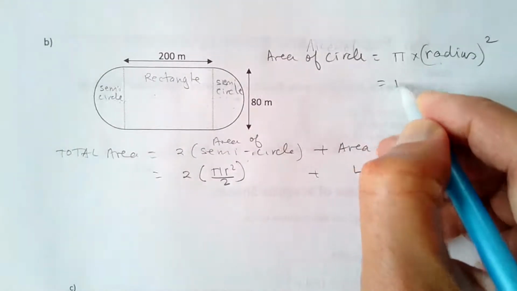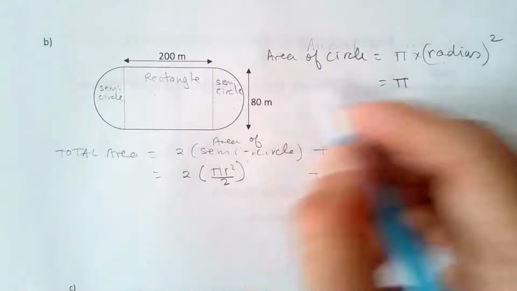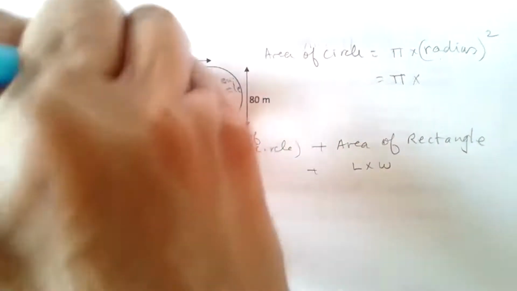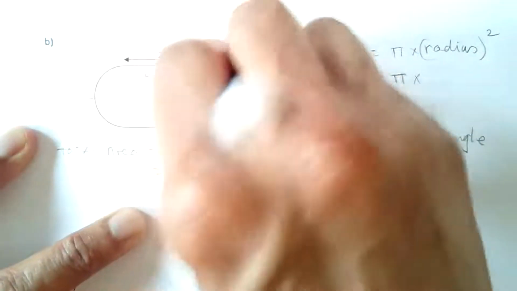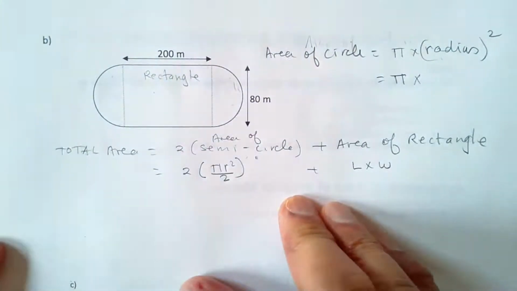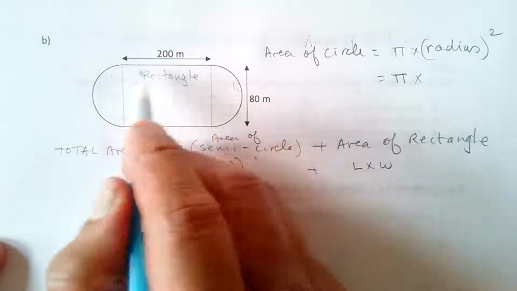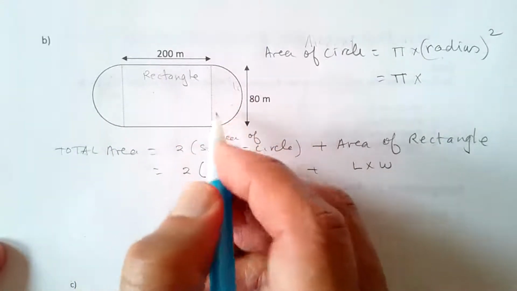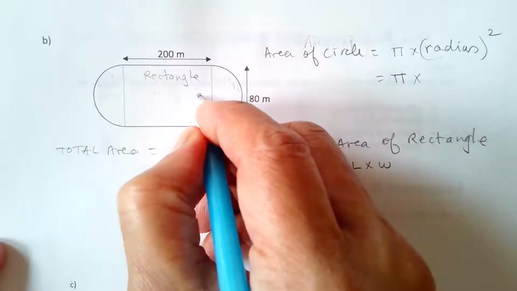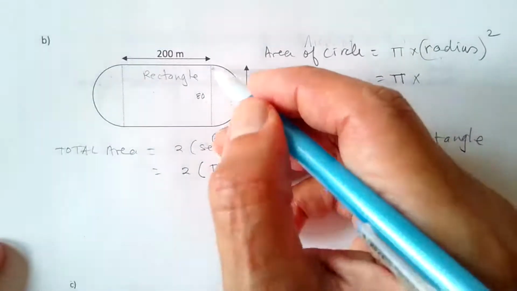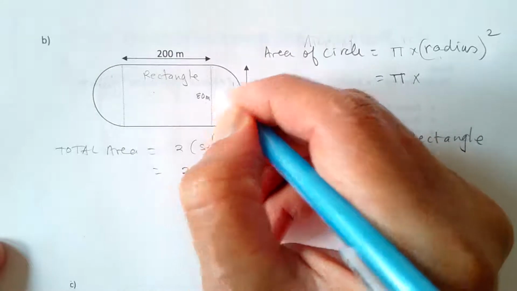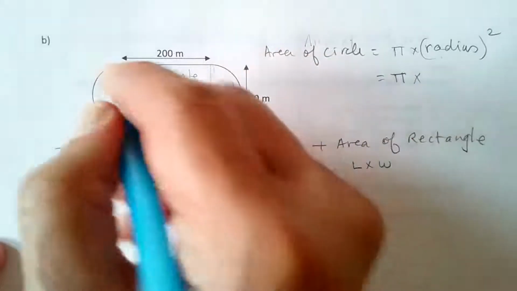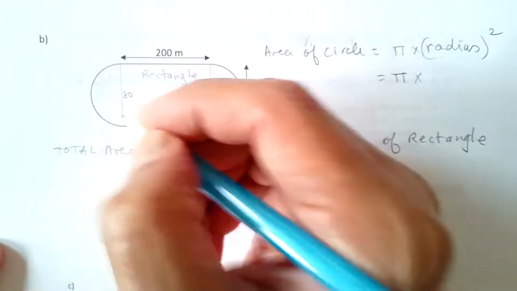We know pi, but we don't know the radius. Now, how can we find the radius? I'm going to remove these from here, so we know what they are now. This is 200, so we know the length here is 200. But the width is 80, so it's given here as 80. This 80 meters is the length of the diameter of the circle. So this is 80 here, which is a diameter.